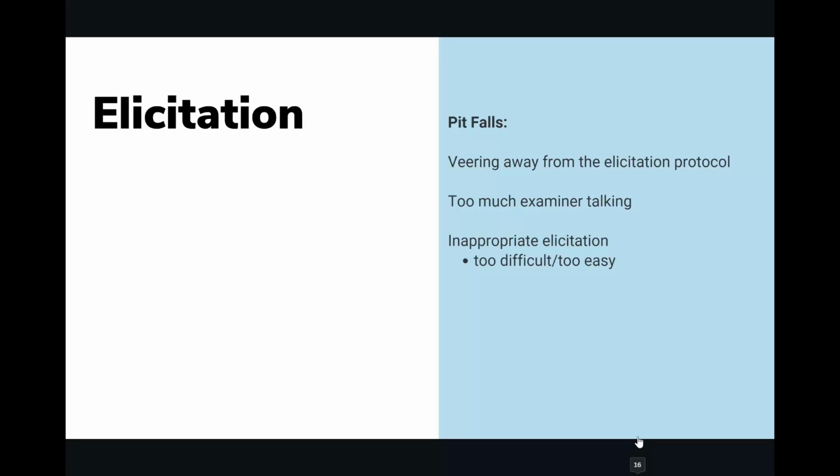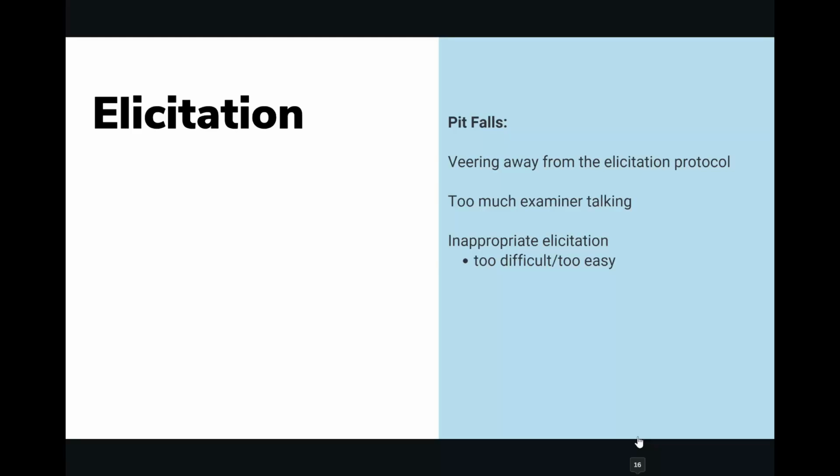Some pitfalls that we see once in a while is veering away from the elicitation protocol. If a student is doing a narrative retell and then the clinician starts asking lots of questions and it turns into a conversation, that can be a bit tricky. It's not truly a narrative retell, it's not truly a conversation. So just make sure that you're familiar with the protocols and following them to get a valid sample.